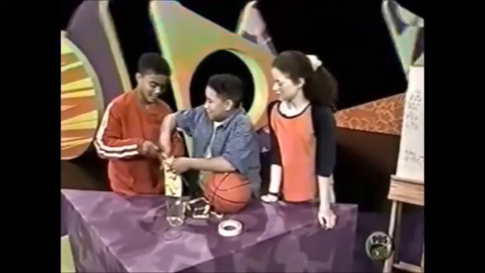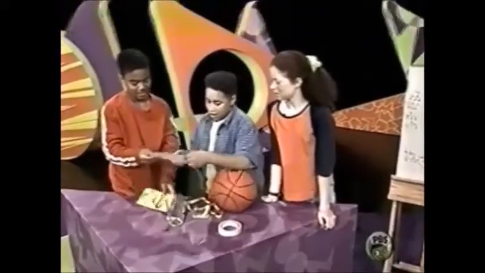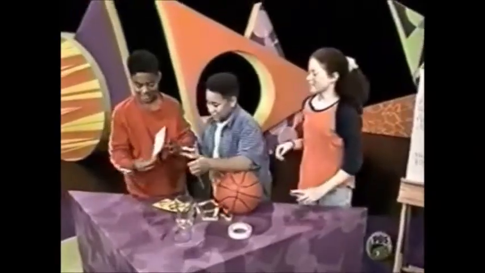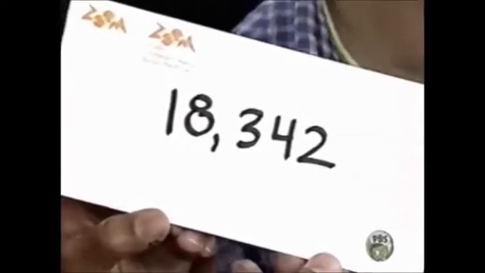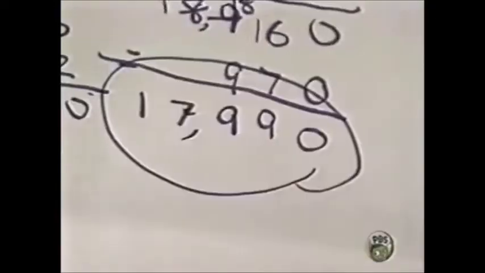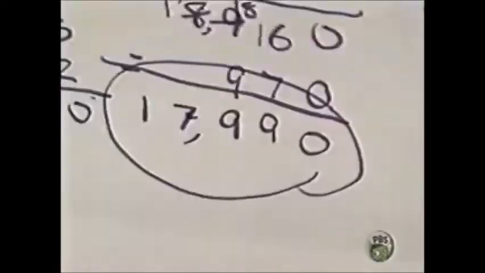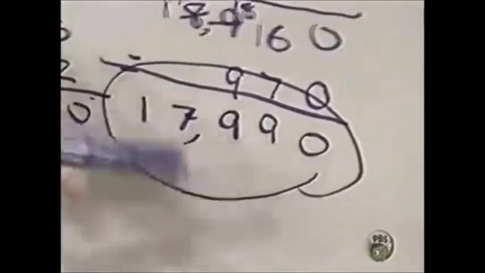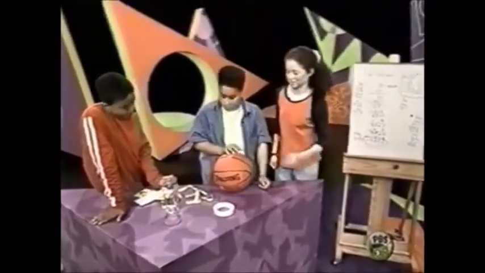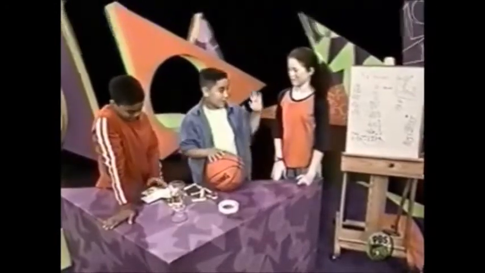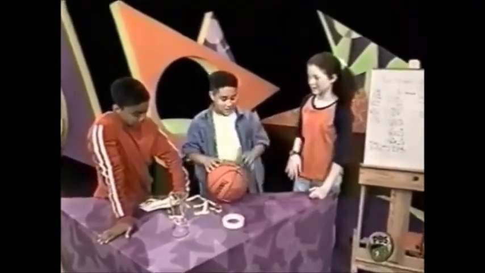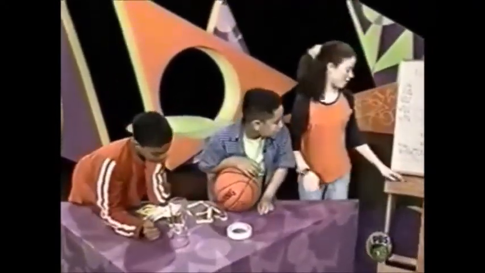There's something in here. 18,342. We were so close. Oh, because that's almost 18,000. 10 more and it would have been 18,000. So we were only 352 off. That's pretty good. That was really good. Oh, I am so proud of us.